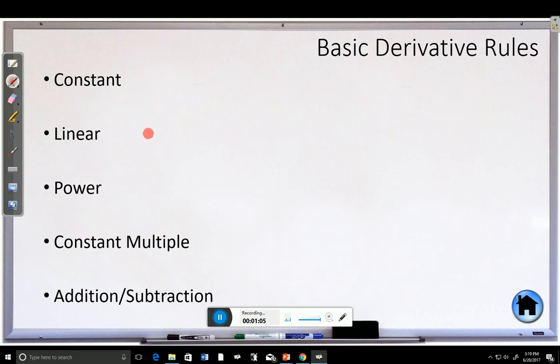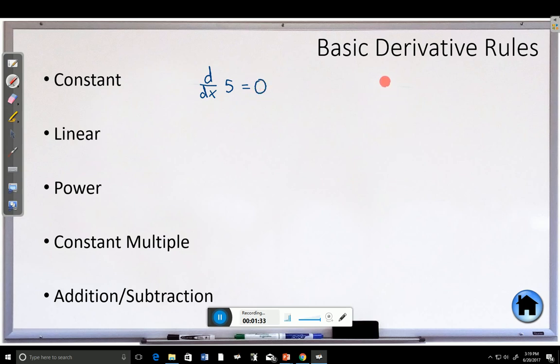The first one, definitely the easiest, the constant rule. So if we take the derivative of a constant, so that's the derivative with respect to x of, say, the number 5. That is a constant. What would that be? The derivative of a constant is always 0.